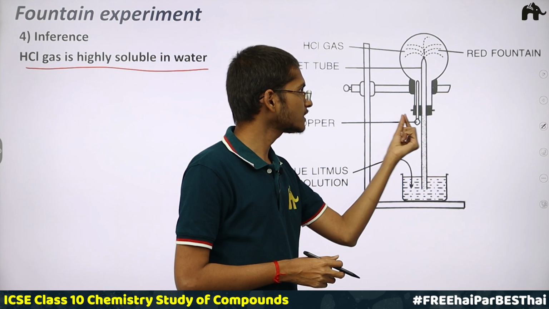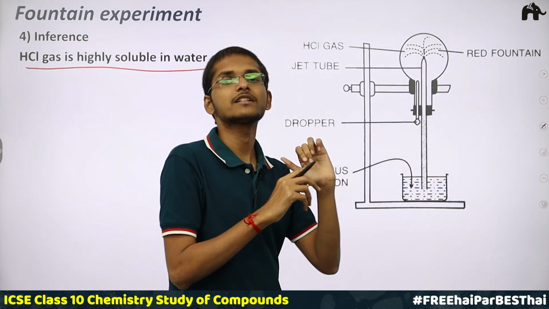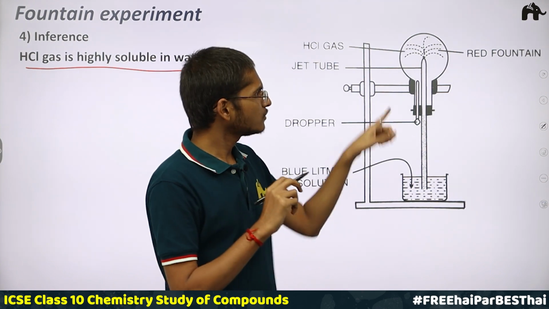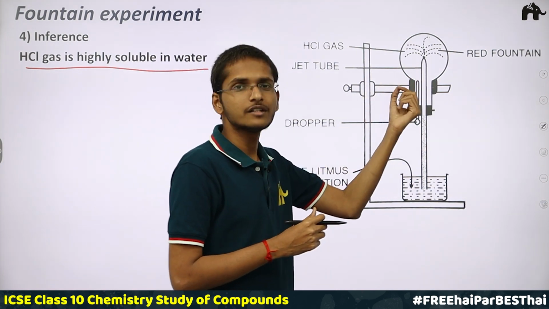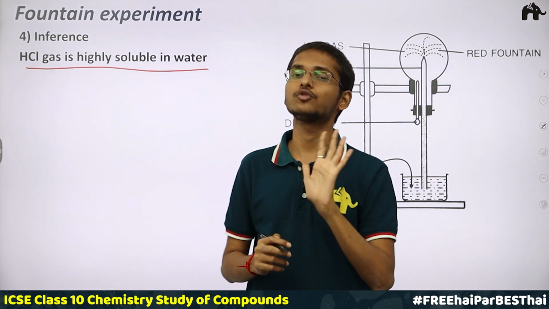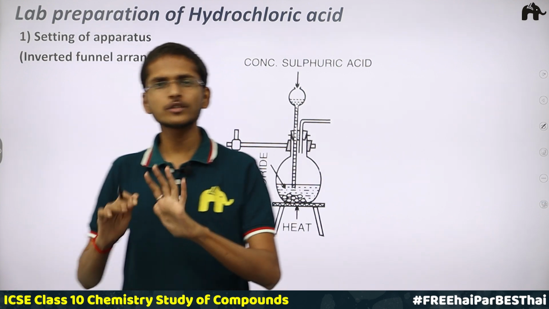Because when we are pressing the dropper, some water is coming out, and that water is reacting with HCl gas. So we can say that with a small amount of water as well, our HCl gas is dissolving. That means that it is highly soluble in water. Very interesting. Now let's move on to the last experiment.